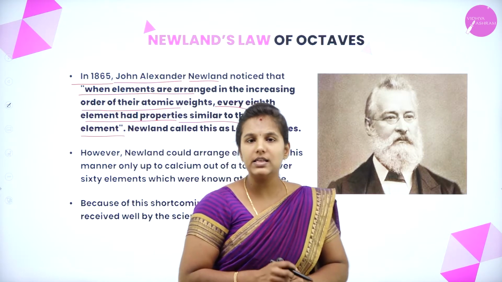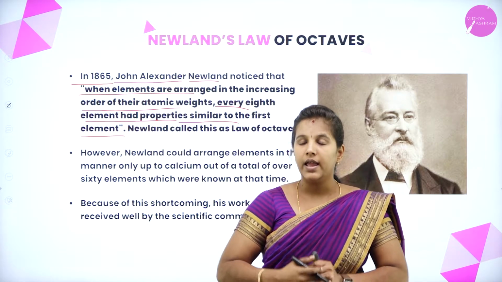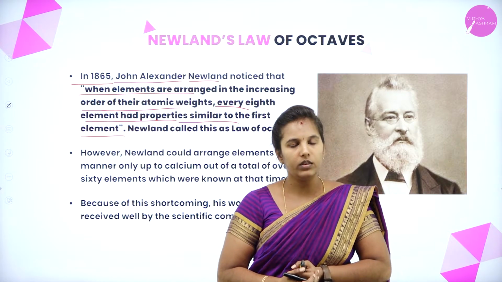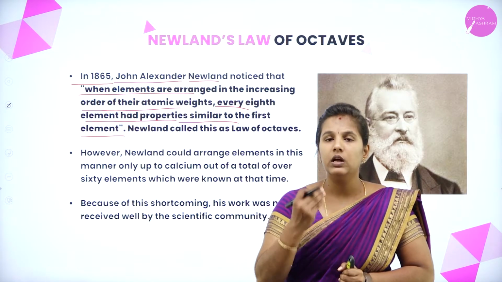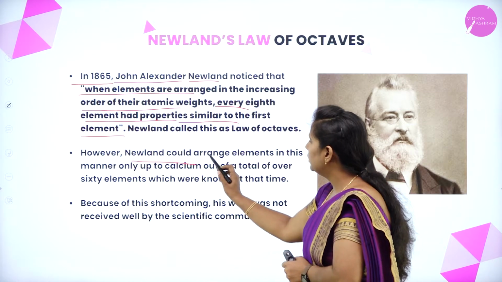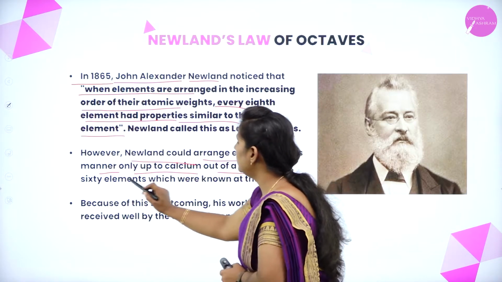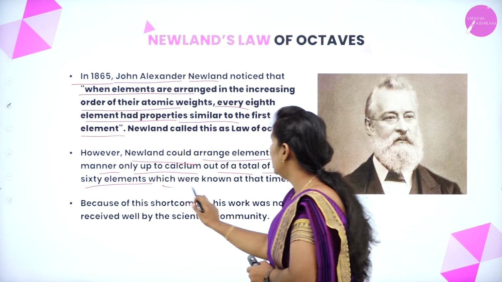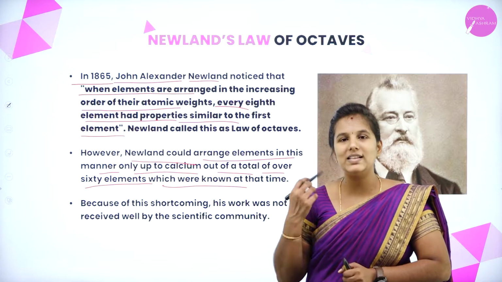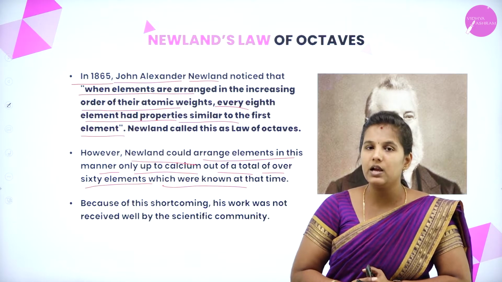According to Newlands, when he arranged the elements in increasing order of their atomic masses, every eighth element has the same properties as the first element. This was an observation made by Newlands, and he could arrange the elements in this manner only up to calcium, out of a total of over 60 elements known at that time. During 1865, only 60 elements had been discovered by scientists. So up to calcium, this law is applicable.